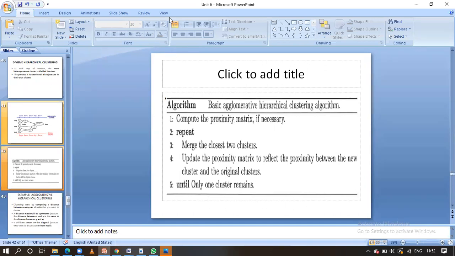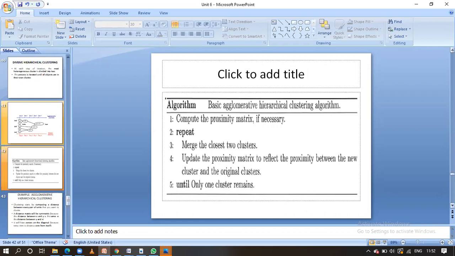Can you hear my voice? Right, fine. The first step is the preparation of the proximity matrix. The next is merging the closest clusters. The proximity matrix has some values; we find the least one and combine those two clusters. Then we update the proximity matrix with the newly combined cluster. We repeat this process until we get all the clusters in the overall tree representation. This is the algorithm.